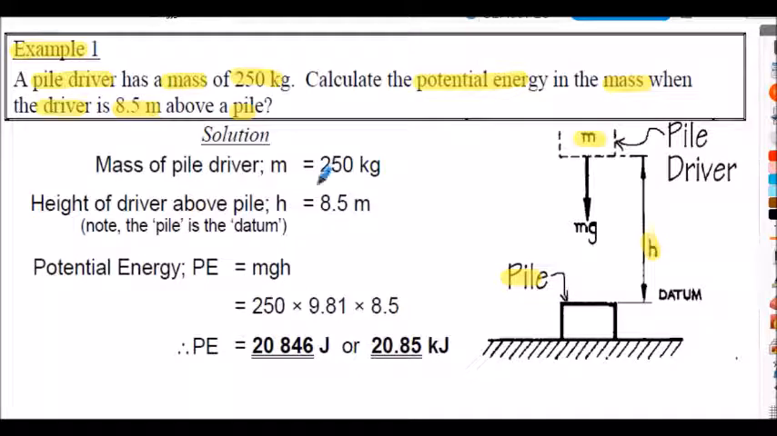So from the question, the mass given is 250 kilograms. The height above the datum, notice the datum we've taken here is the top of the pile. That's the lowest point in our system in this case, and that's 8.5 meters. So the potential energy is simply mgh. So we multiply the mass by the gravitational acceleration, which is 9.81 meters per second squared, multiplied by the height above the datum, 8.5 meters. So the potential energy is 20,846 joules, or 20.85 kilojoules, rounding to 4 significant figures.